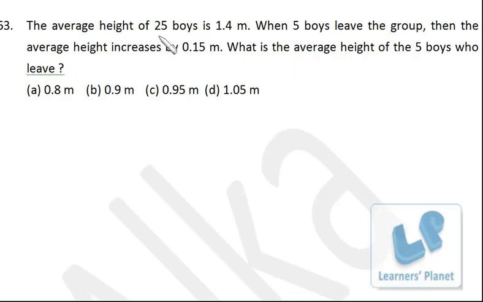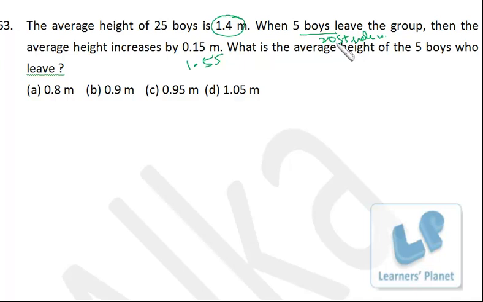Now the average height of 25 boys is 1.4. When 5 boys leave, that means now 20 students, right? Then the average height increases by 0.15, right? That means the new average is 1.55. What is the average height of the 5 boys who leave? Okay, so the remaining students, that is 20 students. Again we can go for the deviation method.